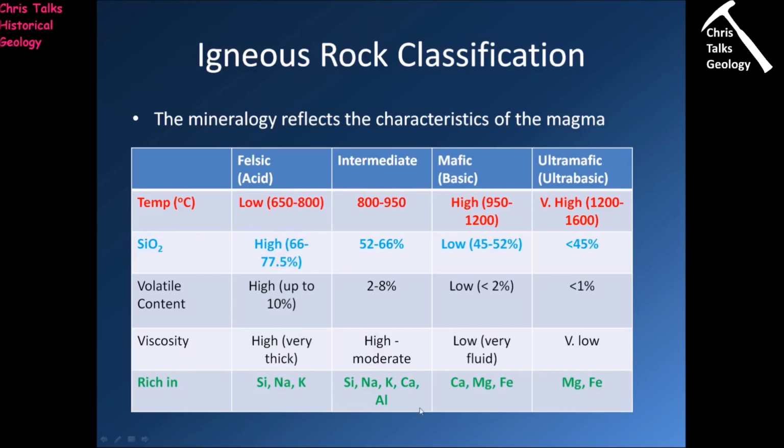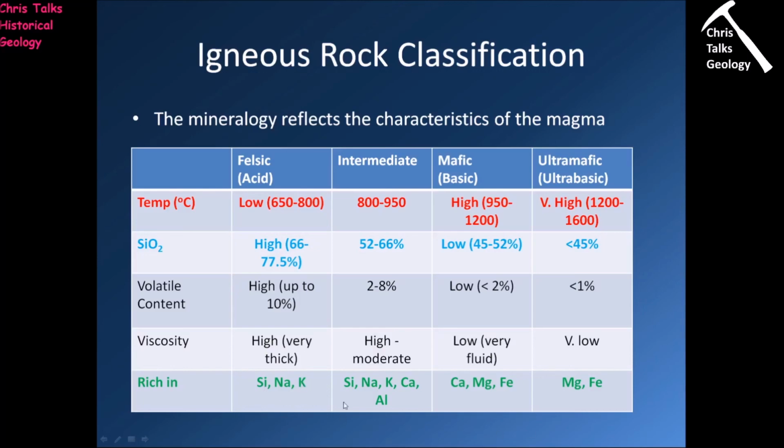And when we look at the basic compositions, what do we see? Well, we see at this end of the scale, ultramafic rocks are dominated by magnesium and iron. Mafic rocks contain significant quantities of calcium, magnesium and iron. Intermediate rocks, well, they're intermediate by their nature, so they have this intermediate composition, some silicon, some sodium, some potassium, but also some calcium and some aluminum. And at the felsic end of the scale, we have magmas which are dominated by silicon, sodium and potassium.